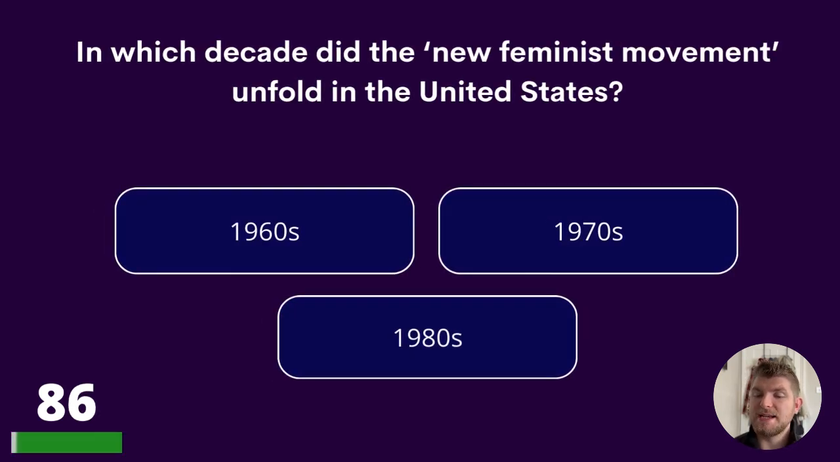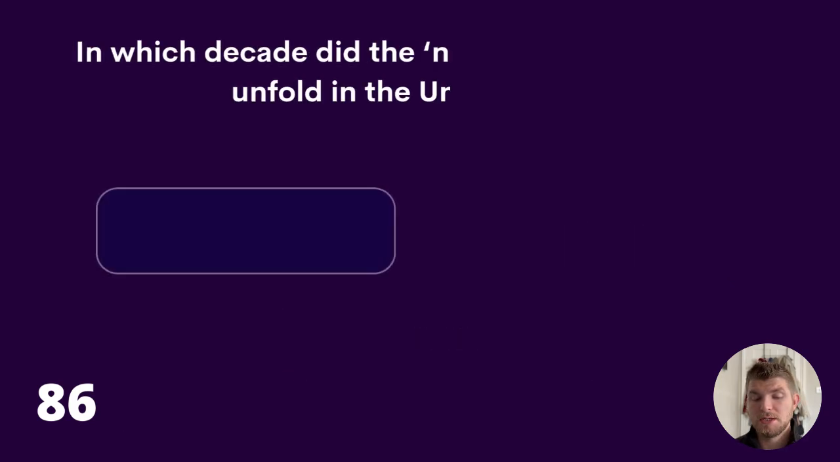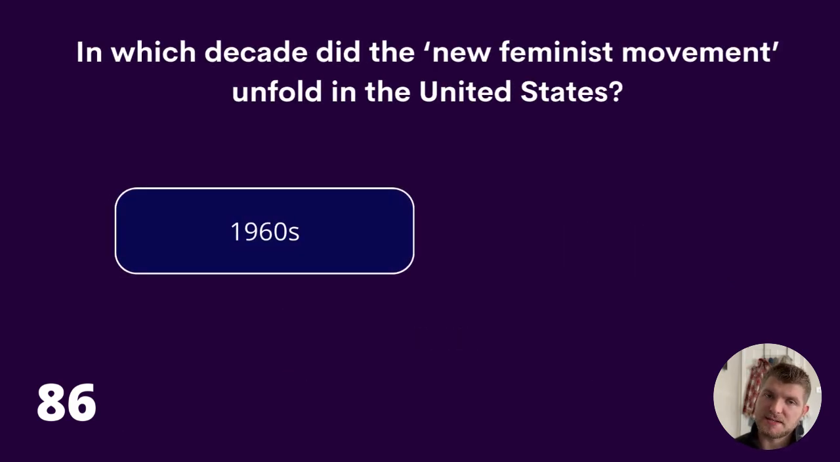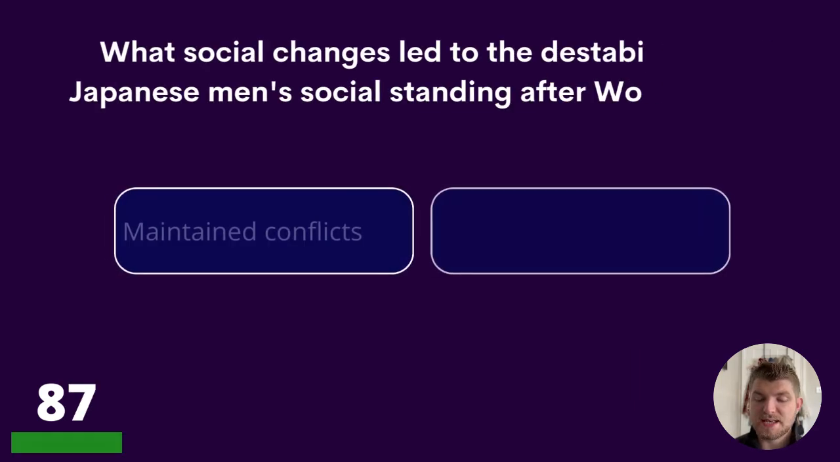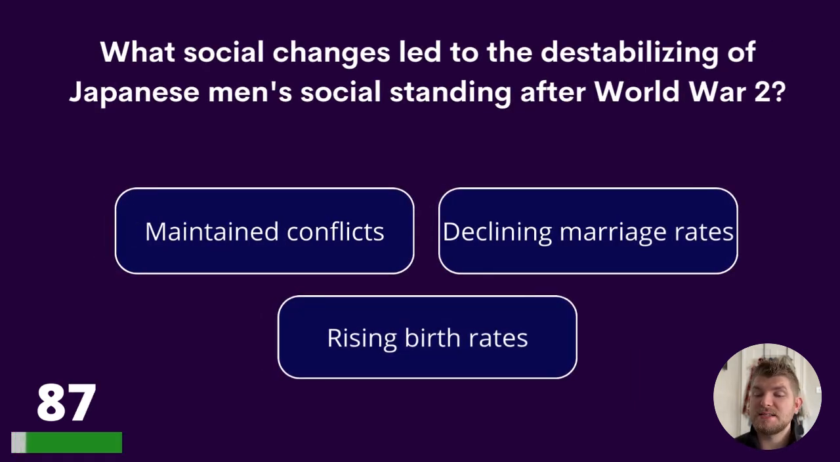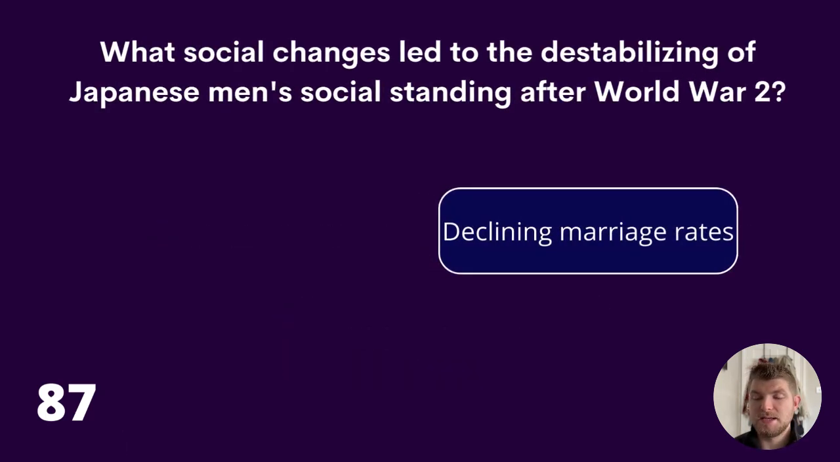86. In which decade did the new feminist movement unfold in the United States? 1960s, 1970s, or 1980s? The answer is 1960s. Question 87. What social changes led to the destabilizing of Japanese men's social standing after World War II? Maintained conflicts, declining marriage rates, or rising birth rates? The answer, declining marriage rates.